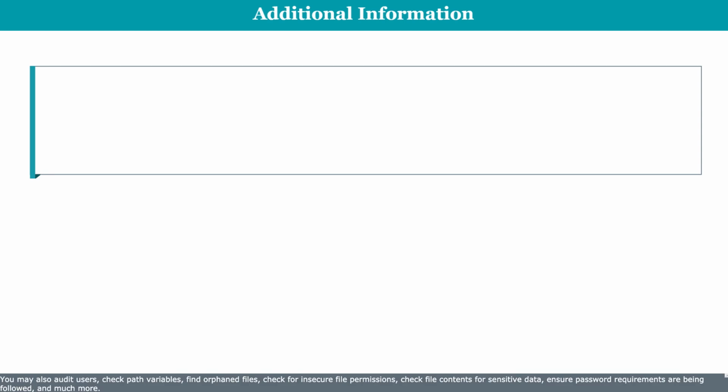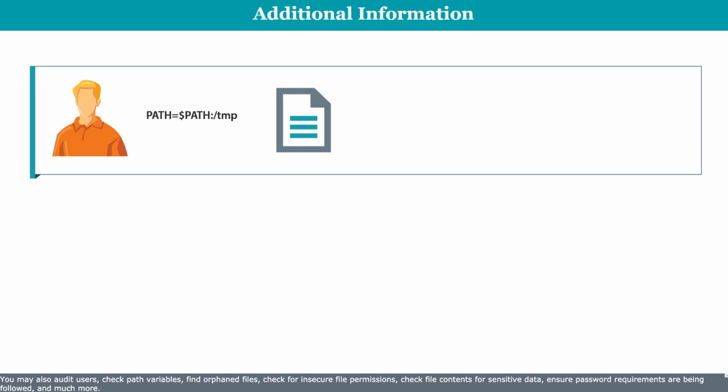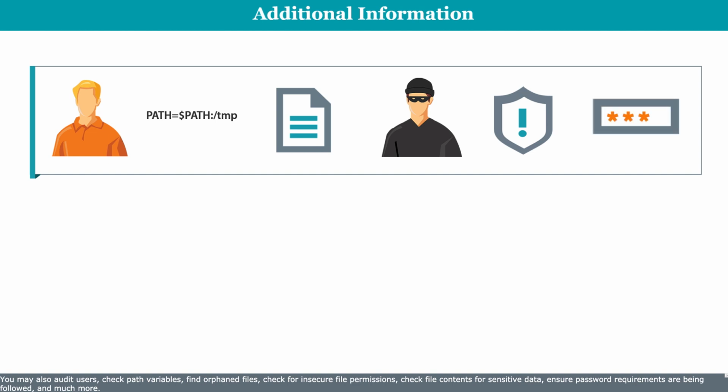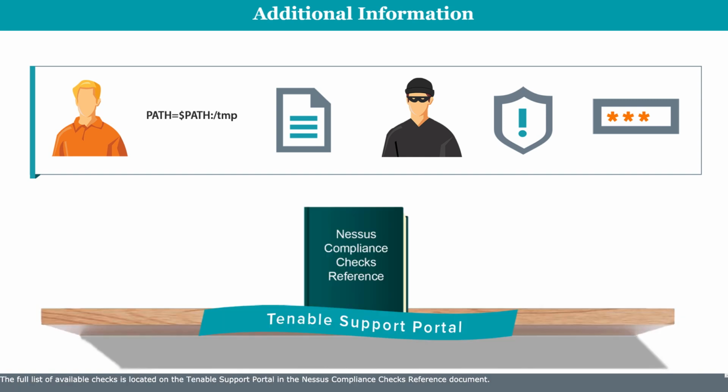You may also audit users, check path variables, find orphaned files, check for insecure file permissions, check file contents for sensitive data, ensure password requirements are being followed, and much more. The full list of available checks is located on the Tenable support portal in the Nessus Compliance Checks reference document.